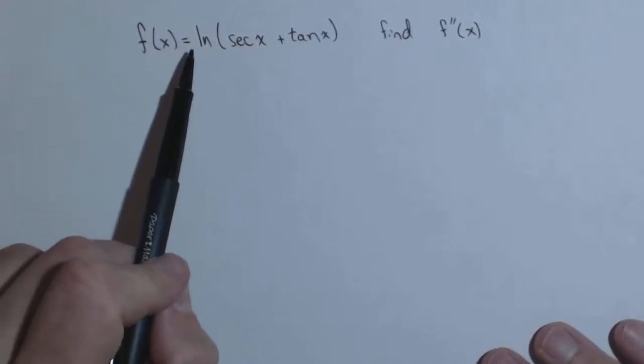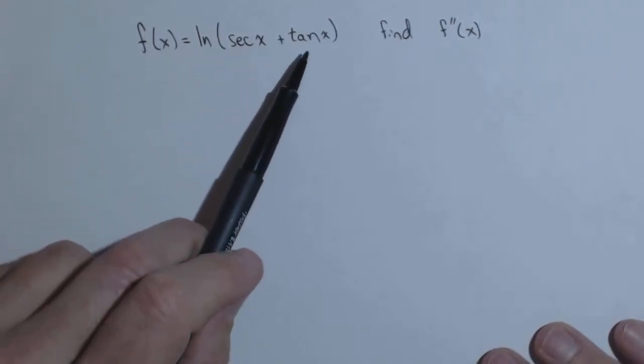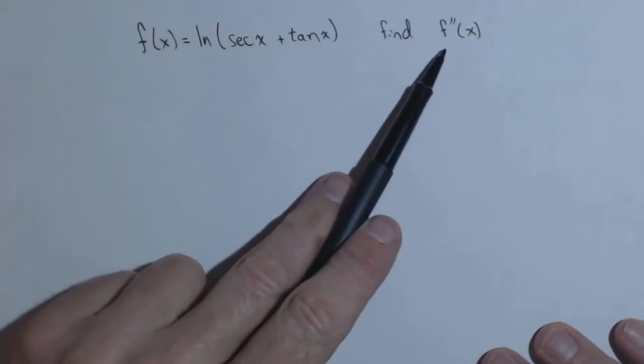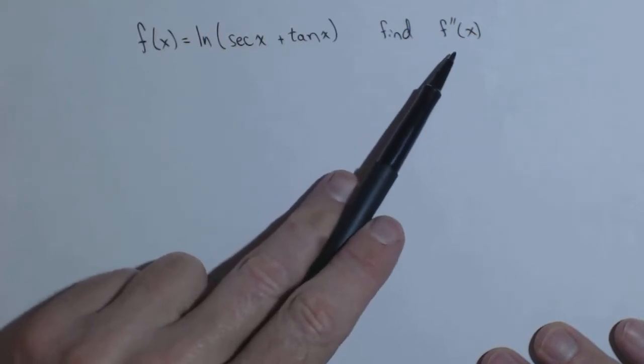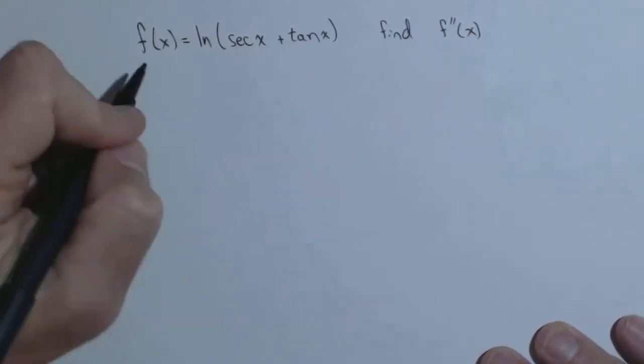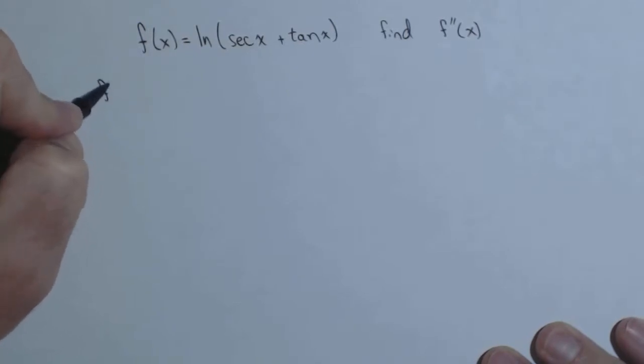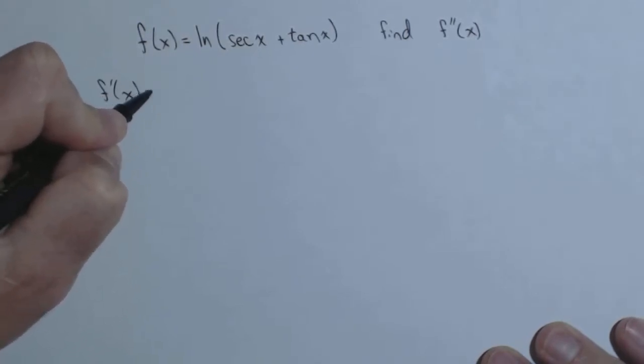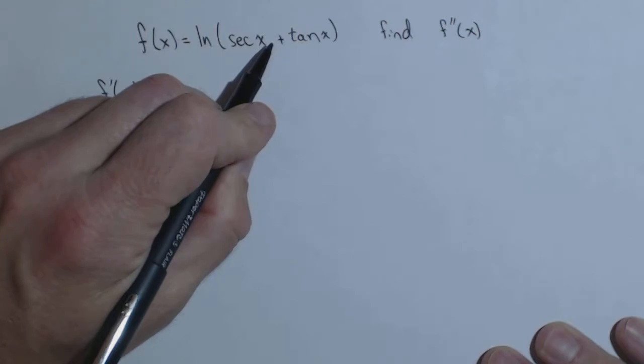So given that f of x is ln of secant x plus tangent x, we're asked to find the second derivative of x. So along those lines, first thing we're going to do is find the first derivative. So we're doing a natural log. This is a chain rule.